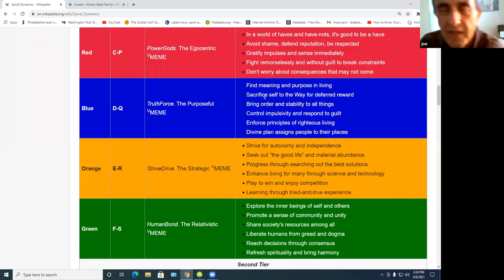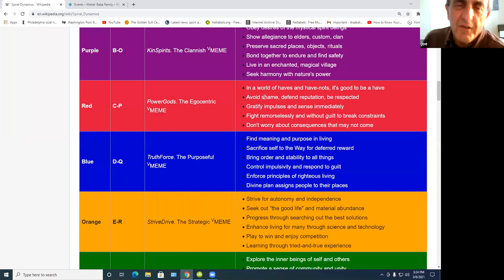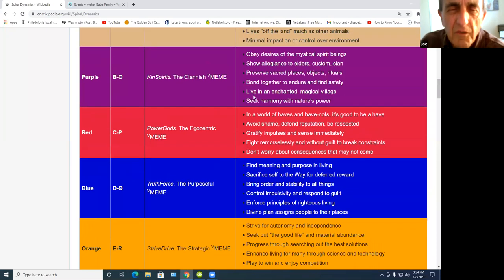Okay, the last thing I want to say about this is important. This is not just a theoretical model. Don Beck and his colleague, it's a model for change. And it's been applied in the world in political hotspots, sometimes very successfully. And this is a true story.